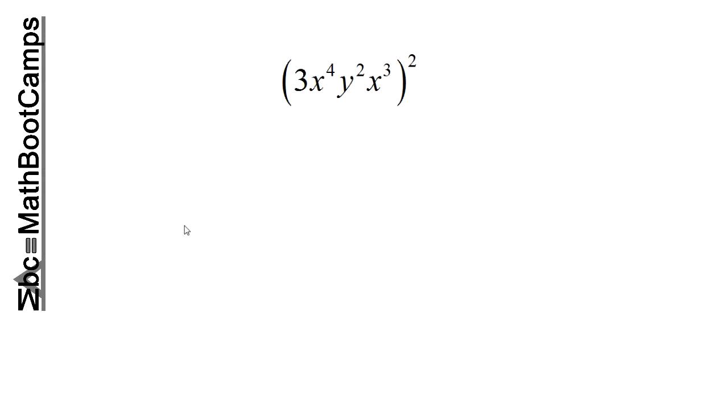In this first example, I'm actually going to do something a little bit different than I usually would to illustrate a point. Notice how everything inside the parentheses is multiplied. Now, I know you may notice there's 2 x's and we could combine those, and usually we would, but right now I just want you to take a look at the fact that we have a 3 times x to the 4th times y squared times x cubed, and all of that's squared.